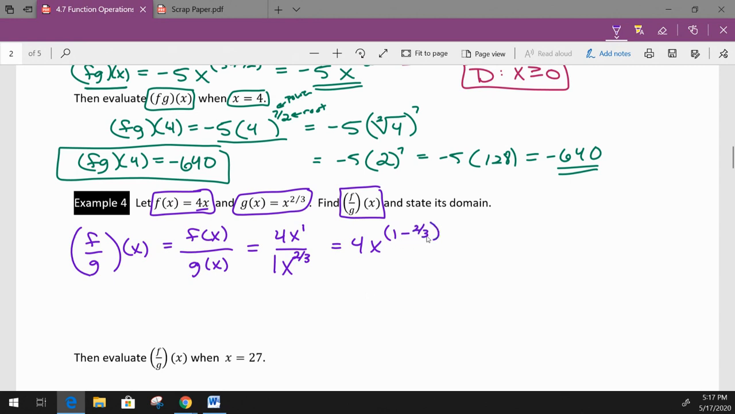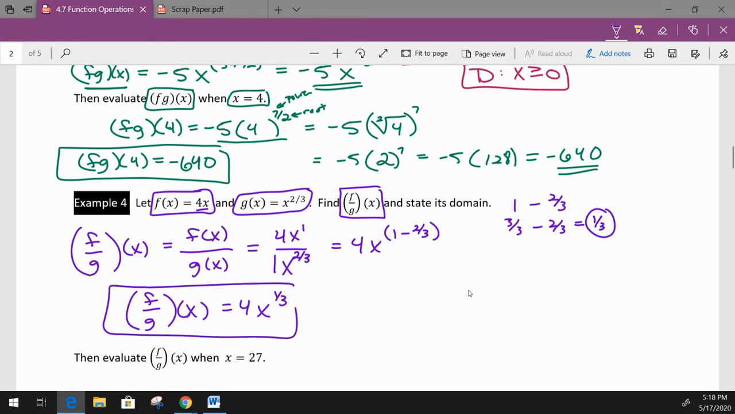So when we take 1 minus 2/3, think of 1 as being the same as 3/3, so 3/3 minus 2/3. When we subtract, we get 1/3. Also, think of a pizza. If you have one whole pizza and you eat 2/3 of it, how much is left? 1/3. All right, so f over g of x will equal 4x to the 1/3 power.